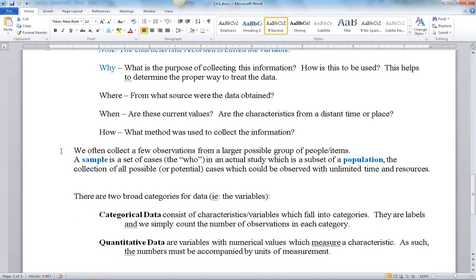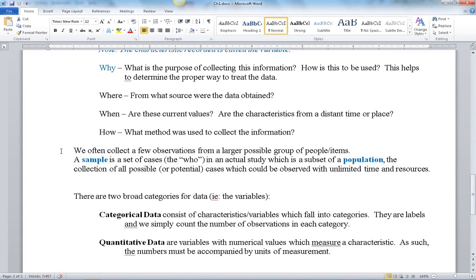Well, then maybe what I do is I just go ask a few students, okay, what county do you live in, or how many hours are you taking this semester? Well, the information I get, those few responses, is considered a sample. It's a set of cases, the who or the which that we're talking about in a study, but it's not exhaustive. It doesn't cover every person or everything that I could measure.